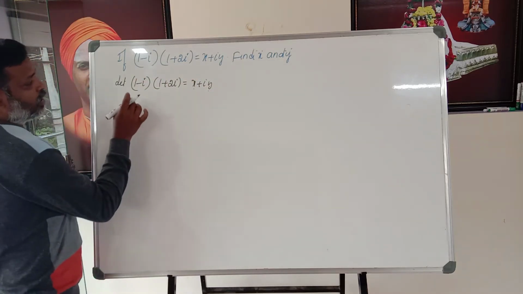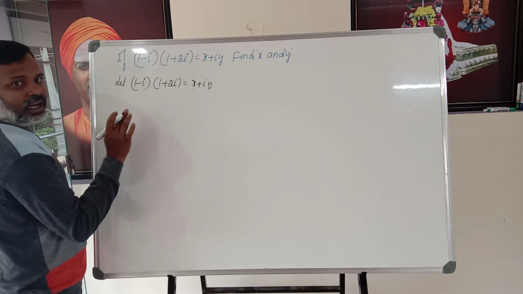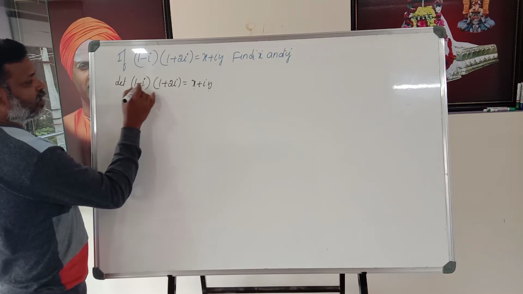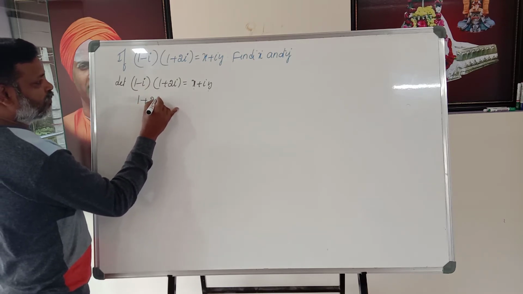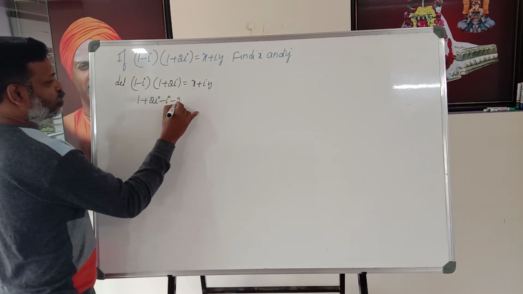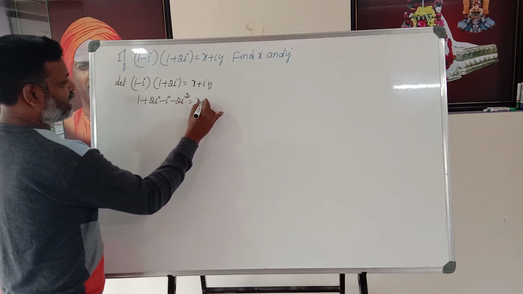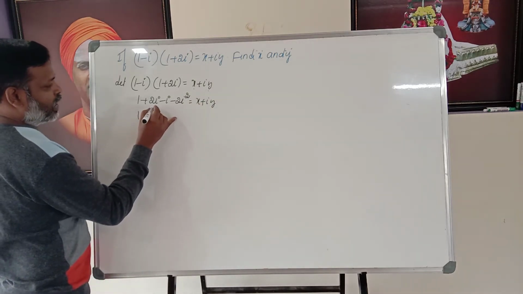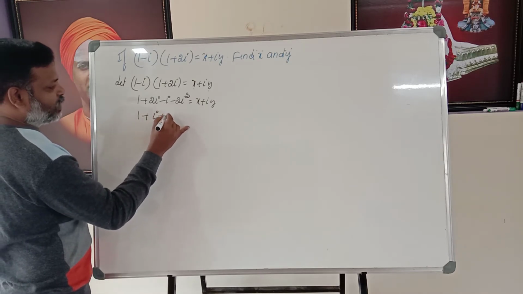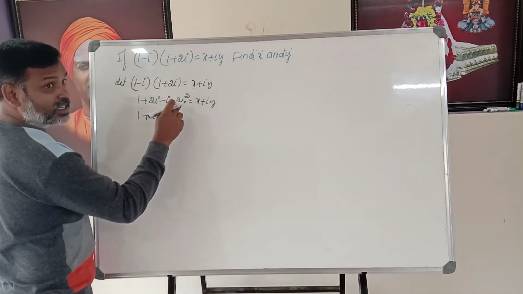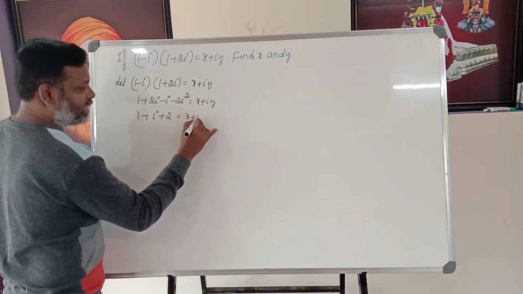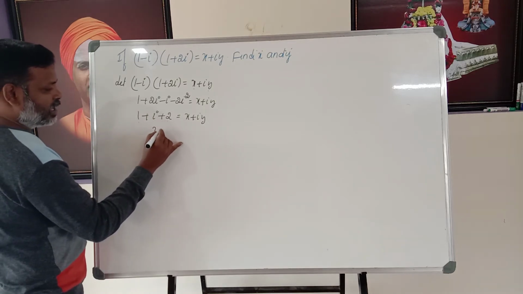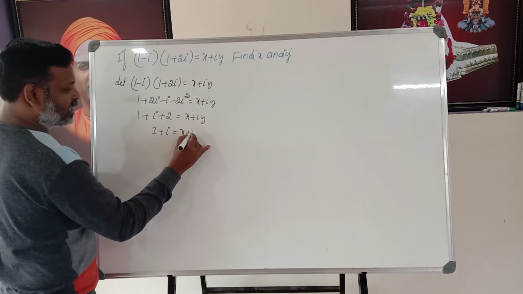Okay. Now what to do here? We need to multiply (1 minus i) into (1 plus 2i). Multiplying, 1 into 1, 1 plus 2i minus i minus 2i square is equal to x plus iy. 2i minus i is plus i, and minus 2i square becomes plus 2, because i square is minus 1. Grouping the real part, 1 plus 2 is 3, so 3 plus i is equal to x plus iy.